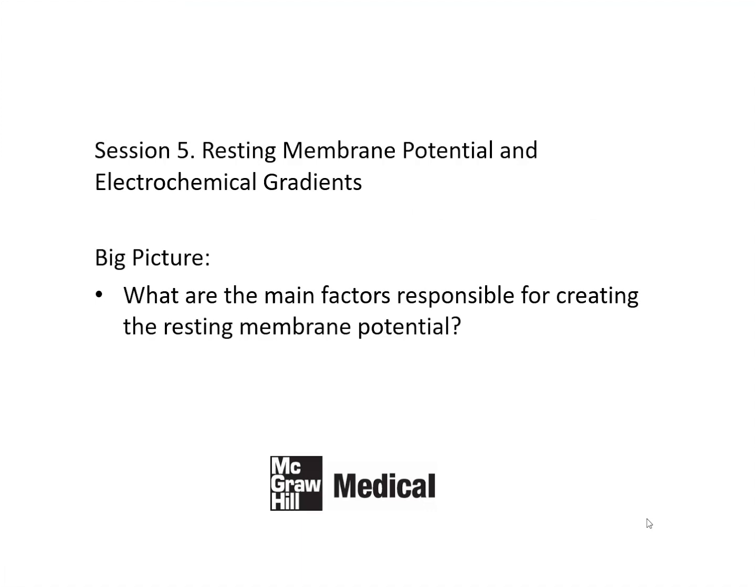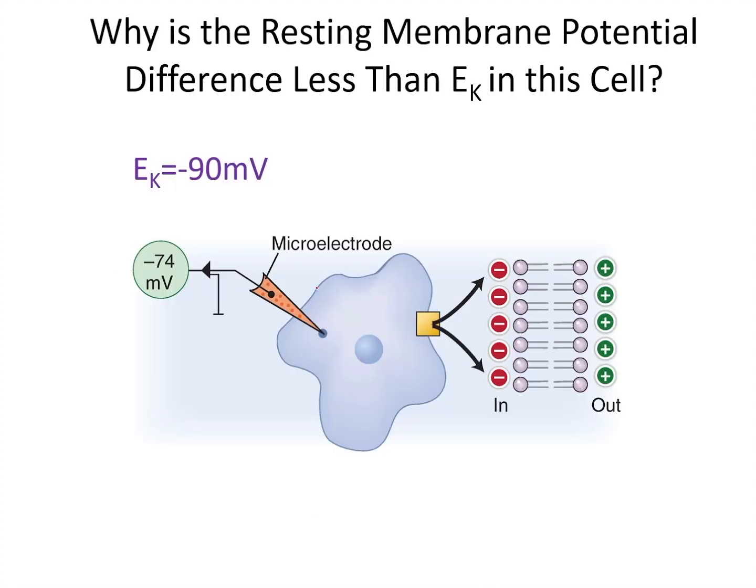So moving on from the idea that diffusion potentials create voltages, we'll take now a closer look at the resting potential and also think about electrochemical gradients. That is to say, how do we combine electrical and concentration gradients to figure out which direction an ion will move in?